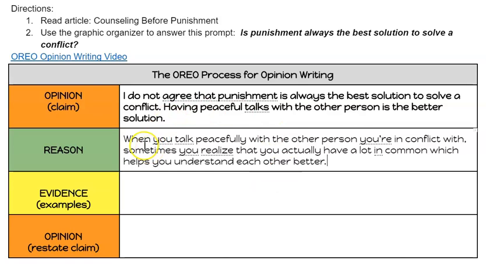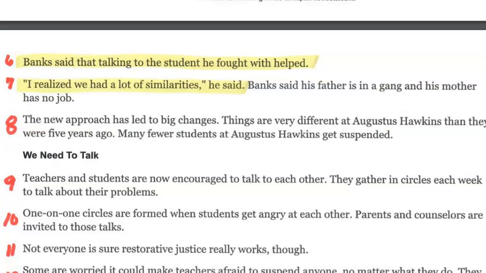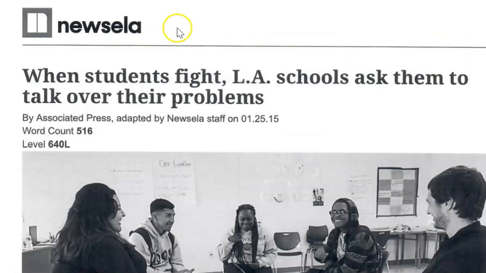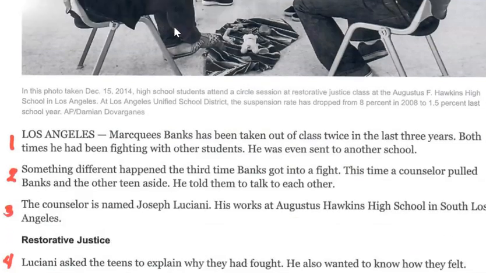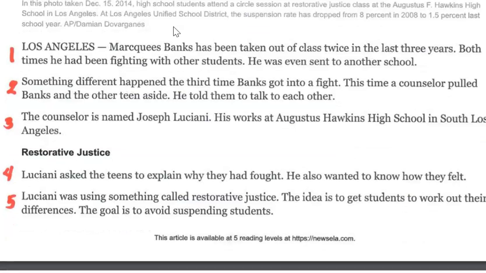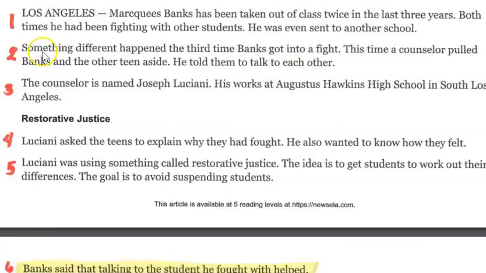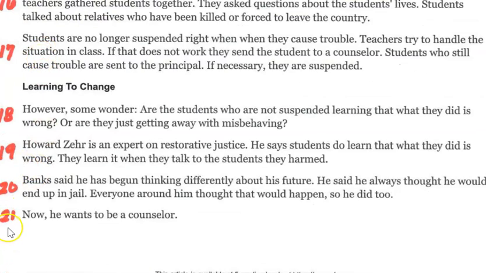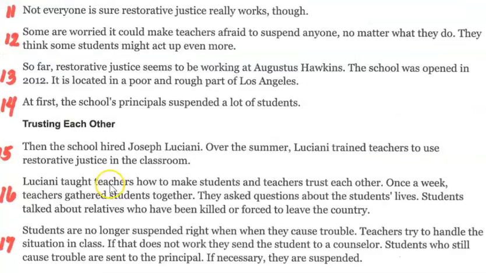Keep in mind, what makes my reason good enough is that I am able to find evidence that will support that reason. So what I am going to do, boys and girls, is go back to the text that I've read, and as you can tell, I've already numbered each line. I'm not going to call it paragraph. I'm just going to call it lines. I started with number 1 all the way down to line 21. So for this article, there are 21 lines, just so you know.